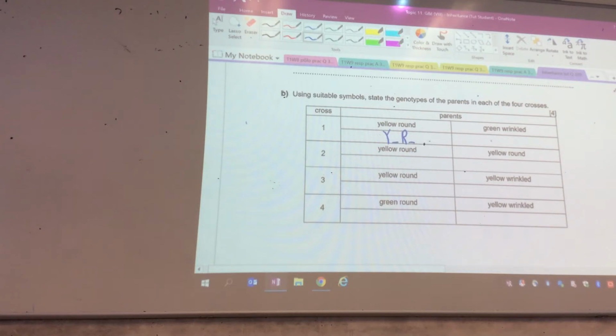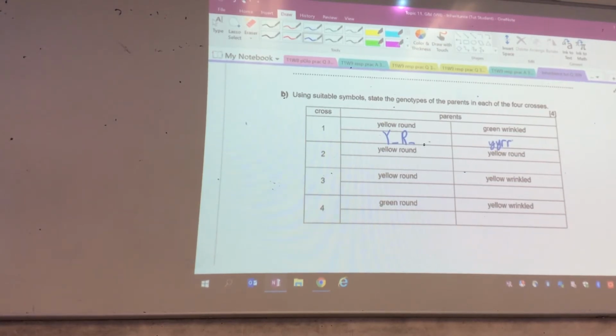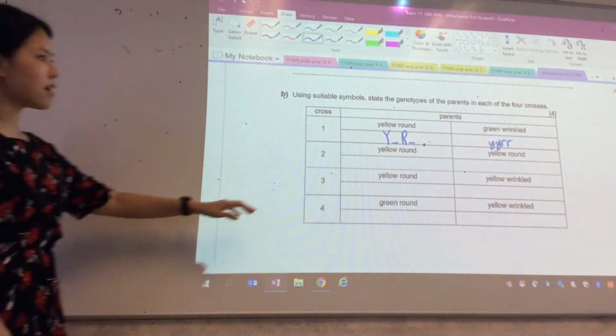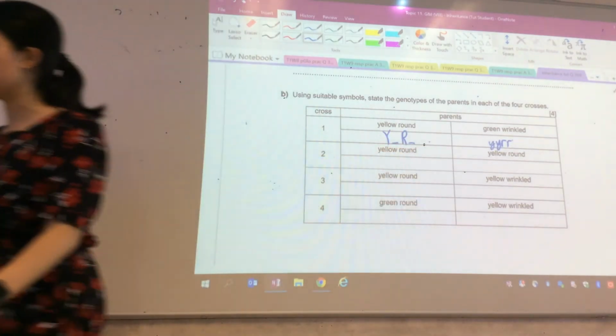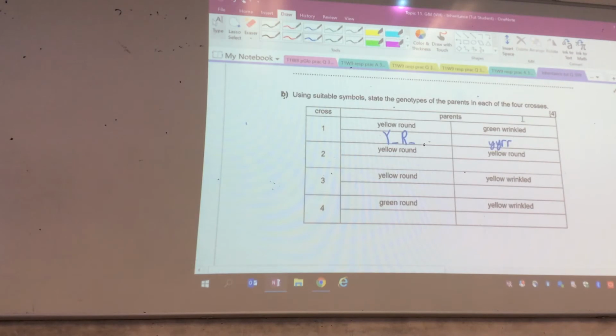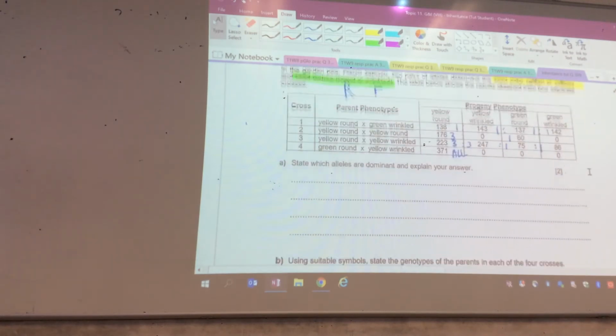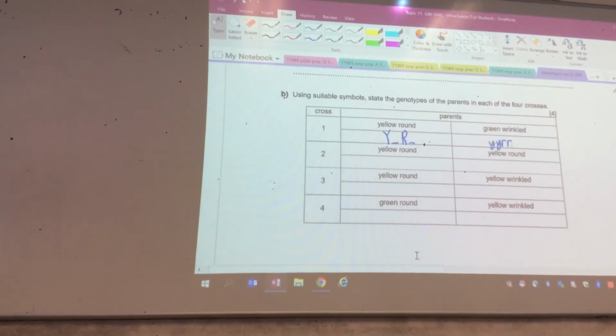Green wrinkled, all are recessive. All small r, y, y, r, r. By the way, your Y must look a bit different, otherwise the marker cannot see capital or small letter. So how do you know what is the unknown parent, the yellow and brown? The ratio. You look at the ratio, very good. So if you look at the ratio, what is the ratio? 1:1:1:1.